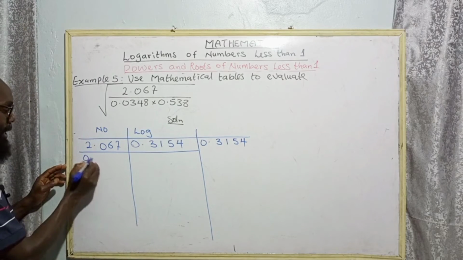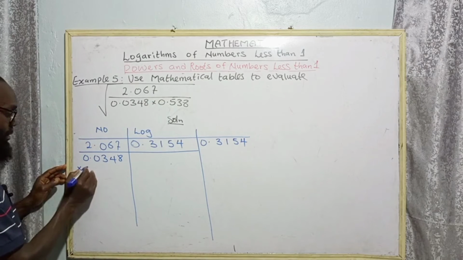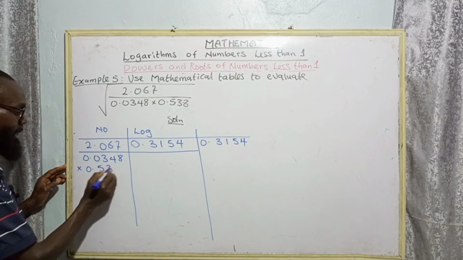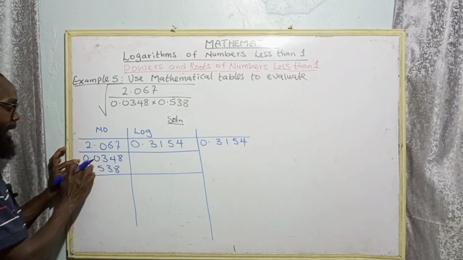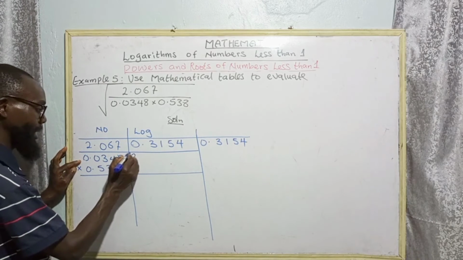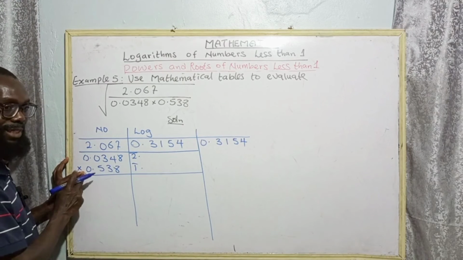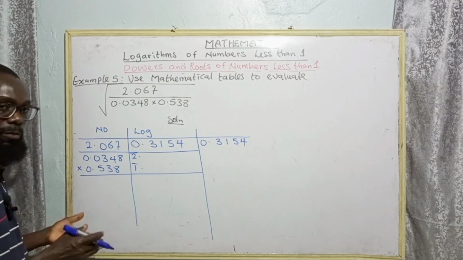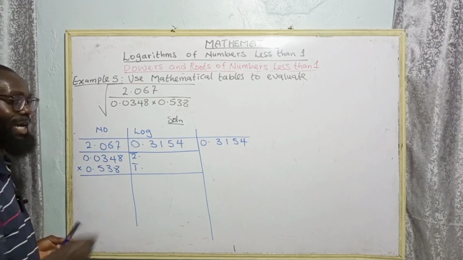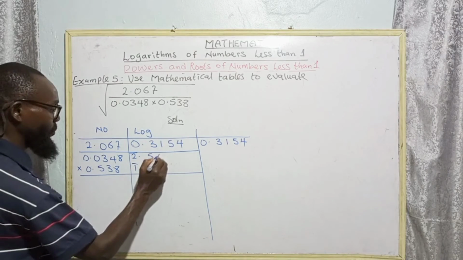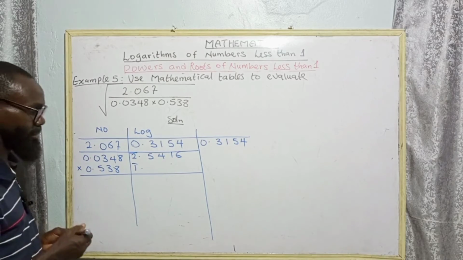Now for the denominator, let me do this way. Denominator we have 0.0348 multiplied by 0.538. Now what is my integer here? I have 2 zeros, that is bar 2. Then integer here, I have bar 1 because of this 0 point I started it. So that is logarithms of number less than 1. Now we check our logarithm for the first one, 34 under 8. I have 5416. Also this one, 53 under 8. We have 7308.